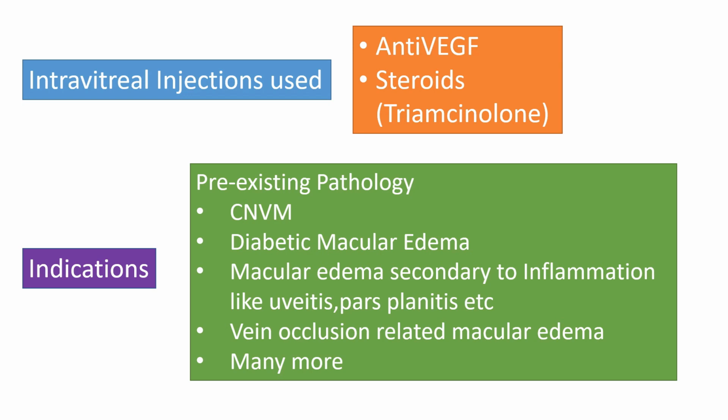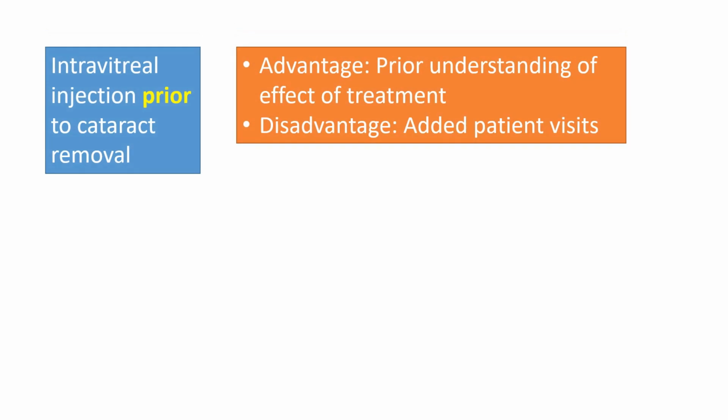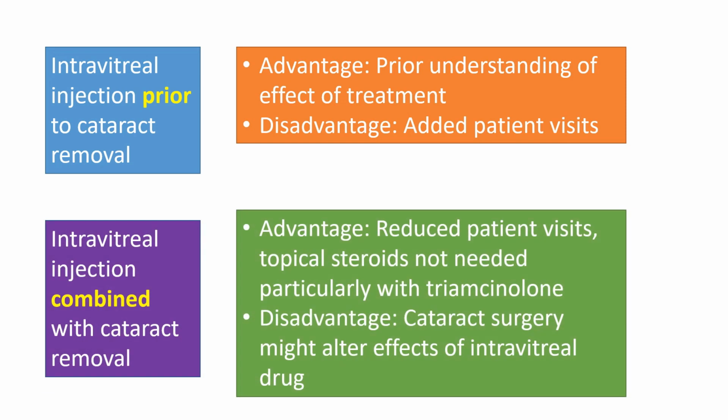Now there are two ways to deal with it when there is an existing cataract as well, which is significant. So we can give either intravitreal injection prior to the cataract removal. The advantage is that we will be having prior understanding of effect of the treatment. Disadvantage is that the patient has to have more number of visits, or we can also give intravitreal injection combined with the cataract removal procedure.